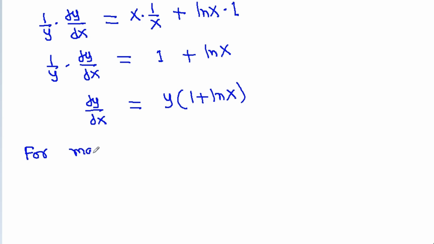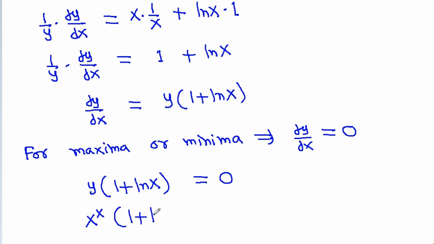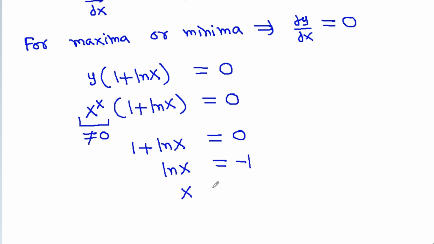So for maxima or minima, dy/dx should be equal to 0. And dy/dx is y times (1 + ln x), which should be equal to 0. And y is x^x, times (1 + ln x), should be equal to 0. And x^x cannot be equal to 0. That means 1 + ln x should be equal to 0. So ln x will be equal to minus 1, and x will be equal to e^(-1), that is 1/e.